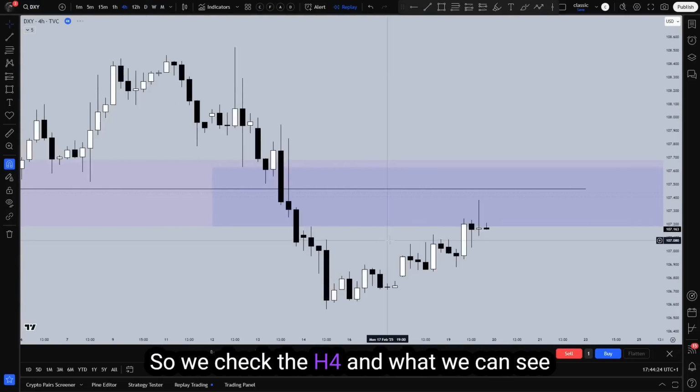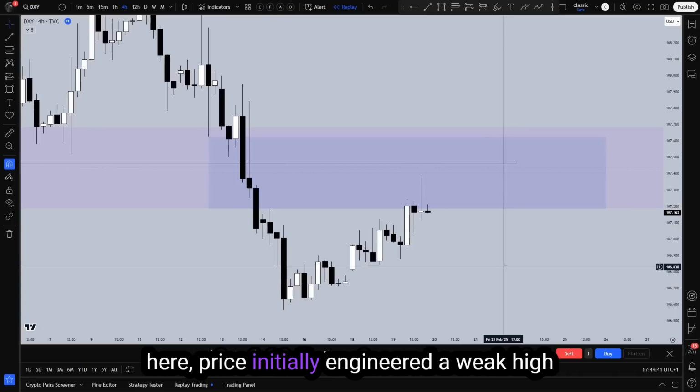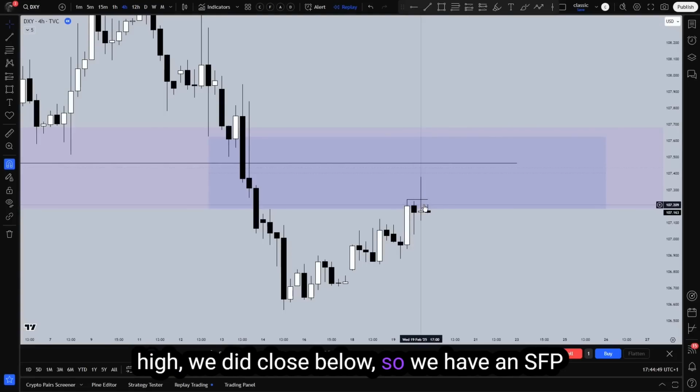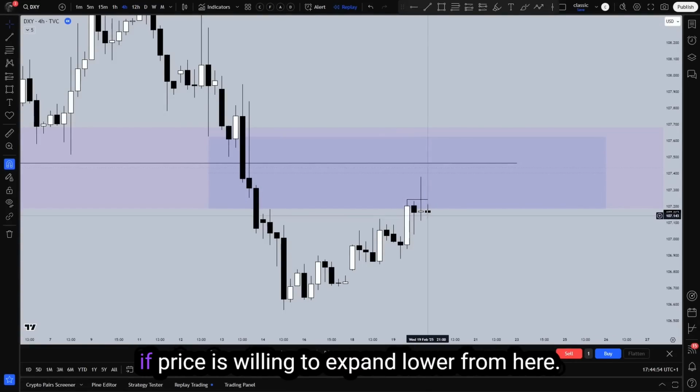So we check the H4, and what we can see here, price initially engineered a weak high at the key level. Then we swept that H4 weak high. We did close below, so we have an SFP of that weak high. And now we want to see if price is willing to expand lower from here.